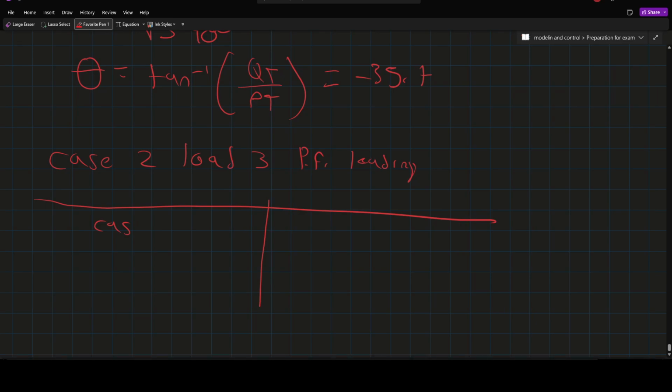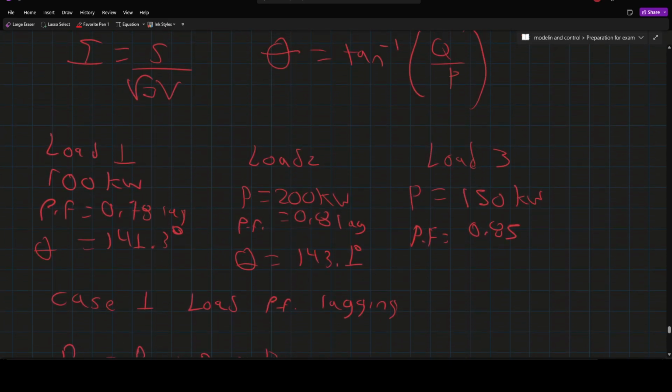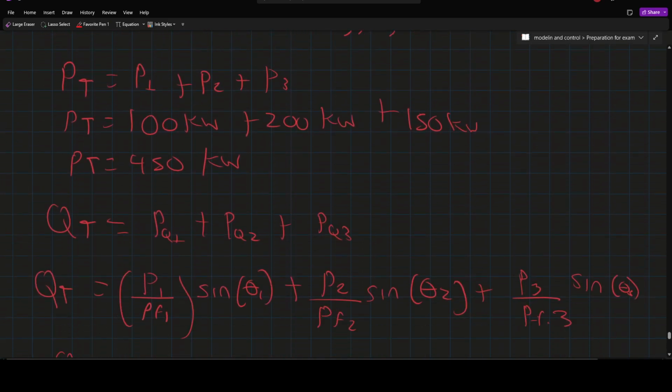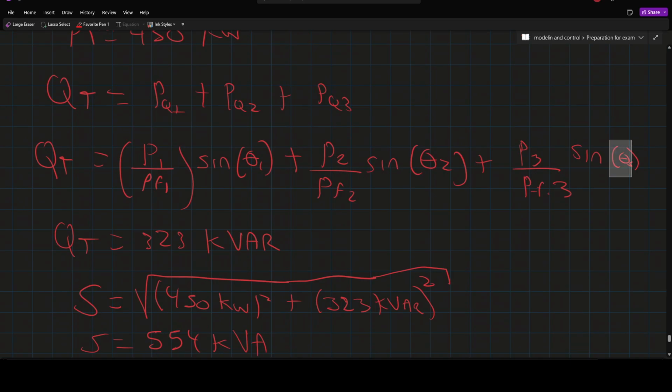So I'm just going to write both cases here. Case 2 is just doing the same, all the calculations, but changing this angle for load 3, this angle to negative.